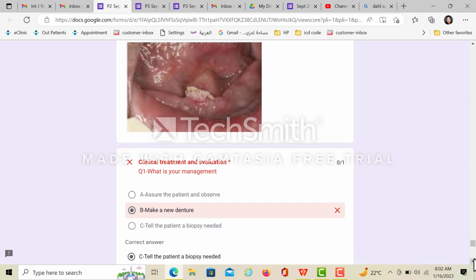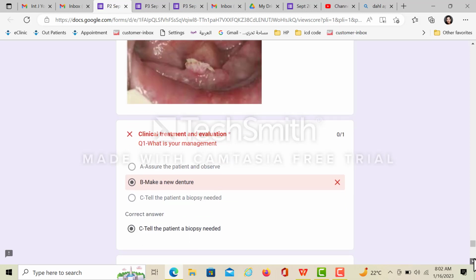Tell the patient that a biopsy is needed because this is a very dangerous kind of lesion. So a biopsy is needed, and if the option was there, refer to a specialist for biopsy, that would have been your answer of choice.